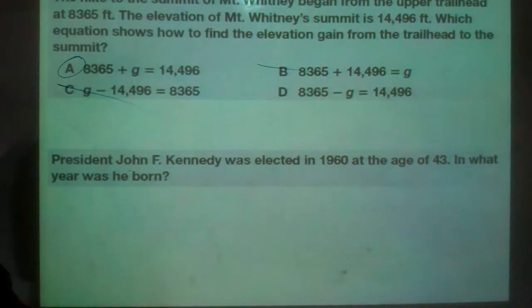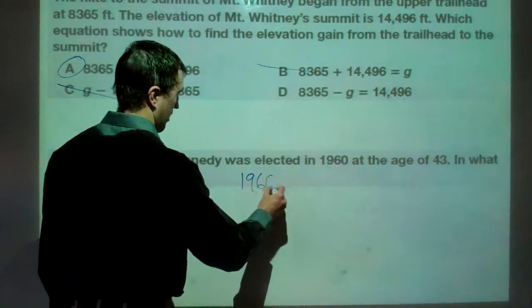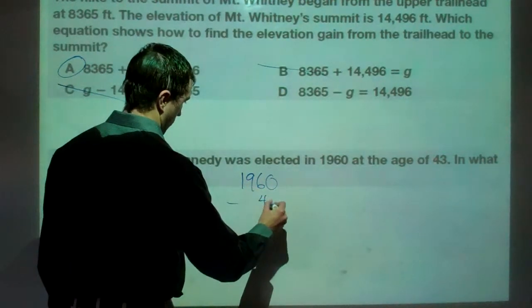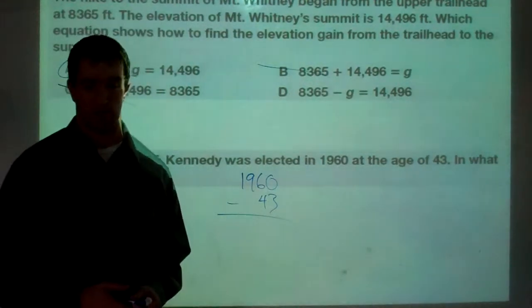And our last one here, if John F. Kennedy was elected in 1960 at the age of 43, what year was he born? This is a subtraction, 1960 minus 43. You'd be able to go through and solve that, and that's how we would set that up.